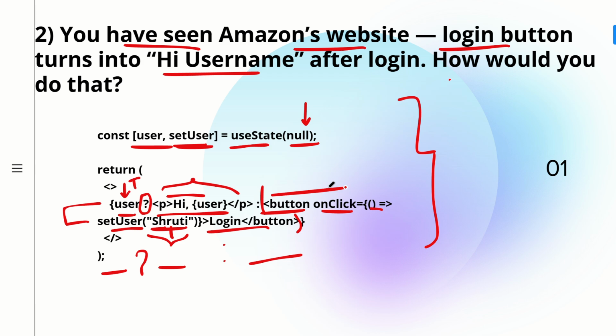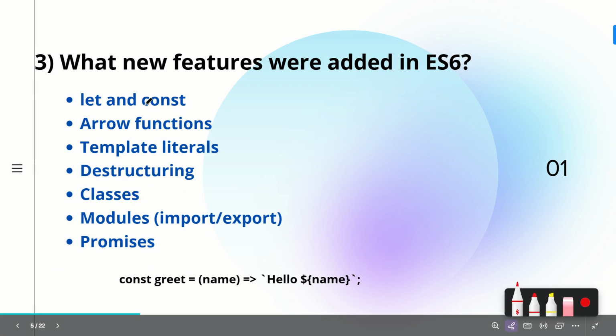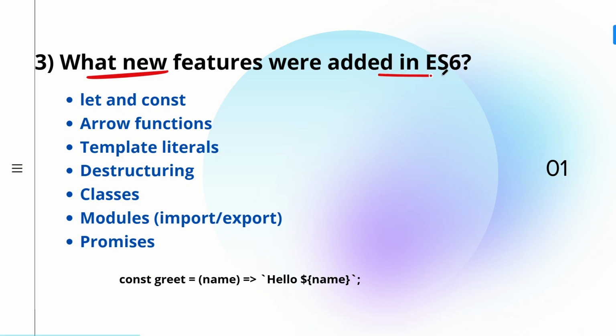Now let's see our third question. Our third question is, what were the new features that were added in ES6? This is one of the most commonly asked interview questions, not only in this specific company but in almost every company. This is a must-know question. So you can say that let and const were introduced in ES6. Before let and const, we used to declare our variable using a keyword called var. Then after ES6, we got let and const, and nowadays this is the most preferred way of declaring variables.